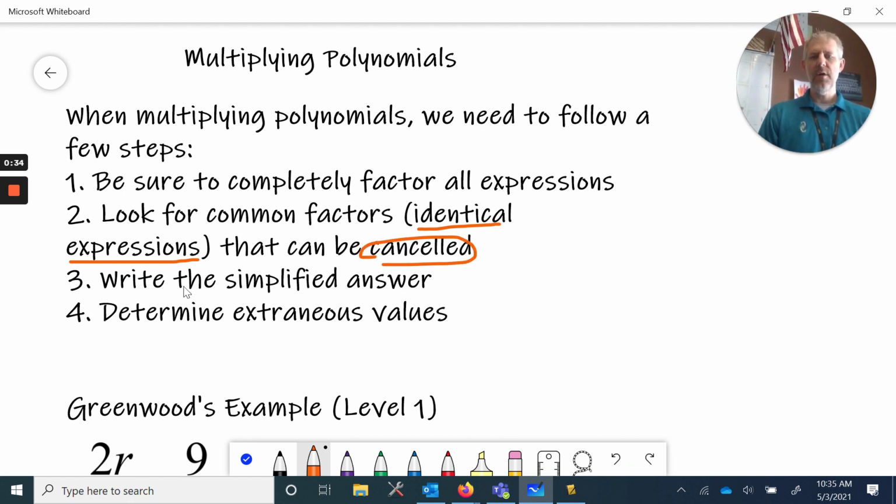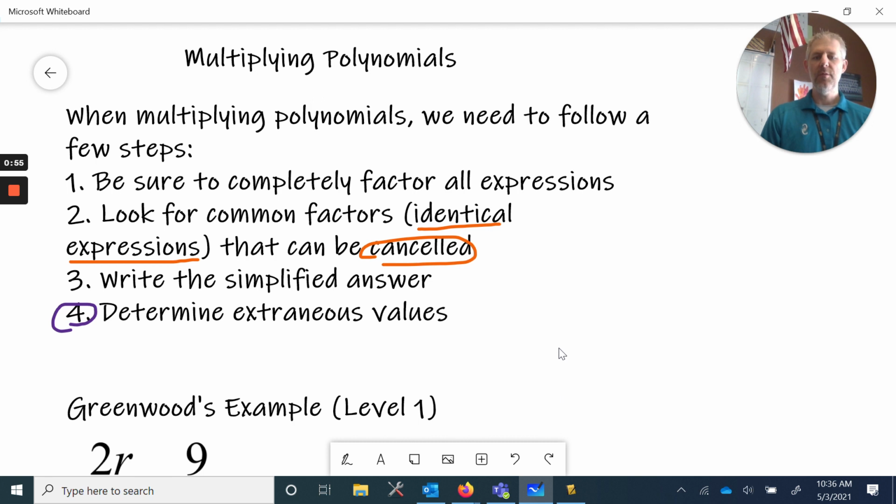And then we'll write our simplified answer. And then step 4, which we'll talk about in a future video, we'll talk about determining extraneous values, or values that basically make it blow up and not work. Okay, again, so really we want to think about 3 things: factor, cancel, simplify, in those three things in order.